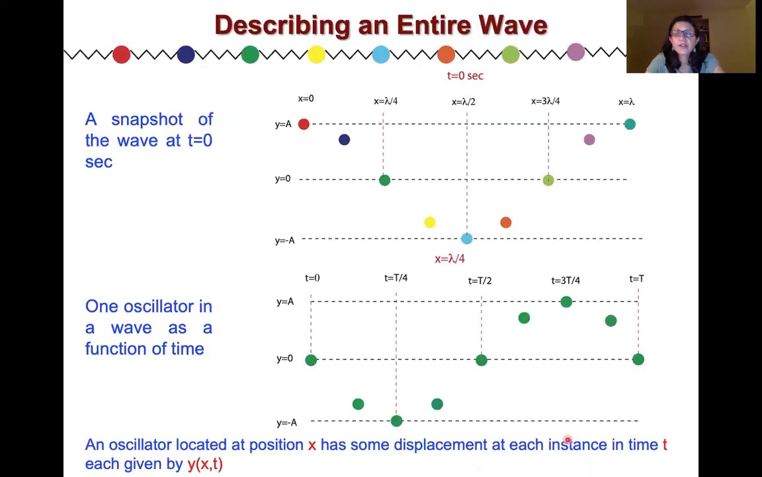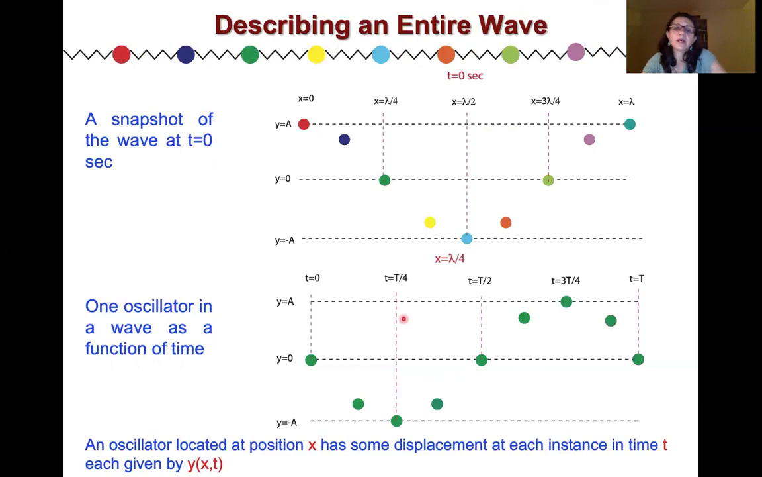All right, so now let's try to combine some of our ideas. So far, I have explained how to mathematically describe one particular oscillator in our medium moving as a function of time. But the entire wave doesn't just describe one oscillator, it describes the whole medium. So remember that we also need to worry about where each individual oscillator is at a given instant of time.